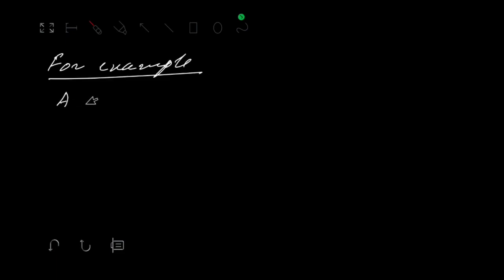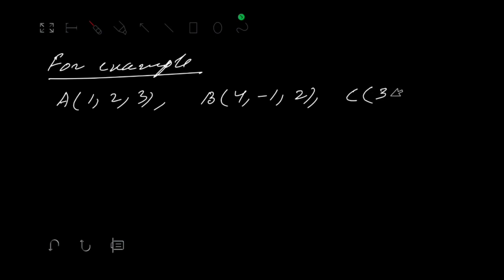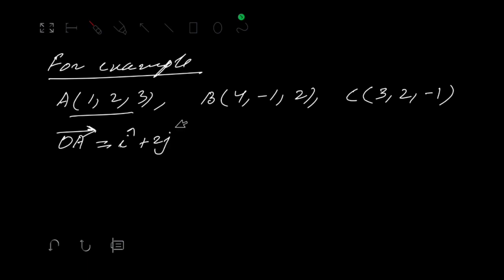For example, A is a point whose coordinates are 1, 2, 3, and B is another point whose coordinates are 4, -1, 2, and C is a third point whose coordinates are 3, 2, -1. So the position vectors of these 3 points will be represented by OA vector. OA vector is the position vector of this point, and that will be equal to 1 into i cap plus 2 into j cap plus 3 into k cap.